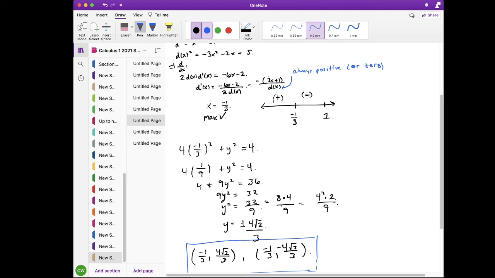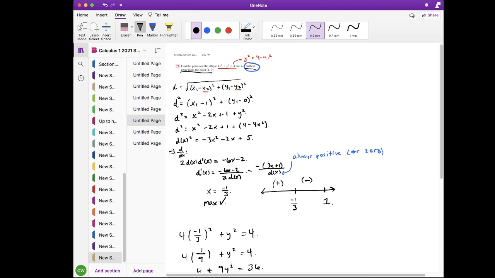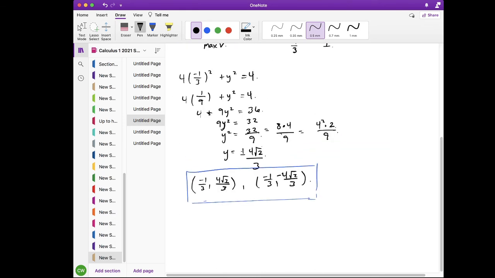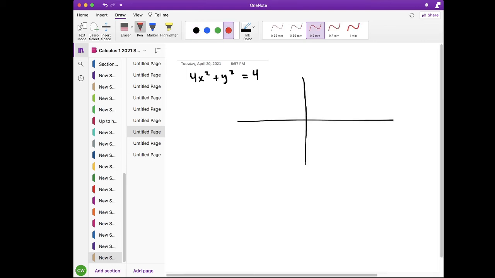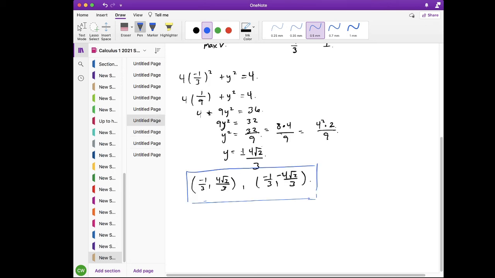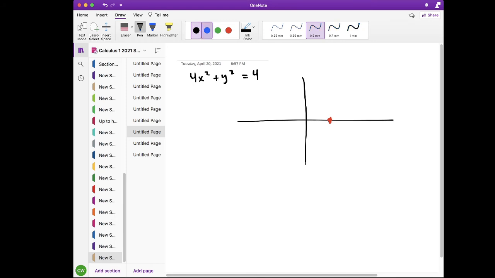Okay, so let's kind of just draw this as a picture. All right, so let's draw the ellipse. So you have 4x squared plus y squared is equal to 4. So you have the point 1, 0. And we had these maximal elements, maximal distance, negative 1/3. It's been a while since I've drawn ellipses.